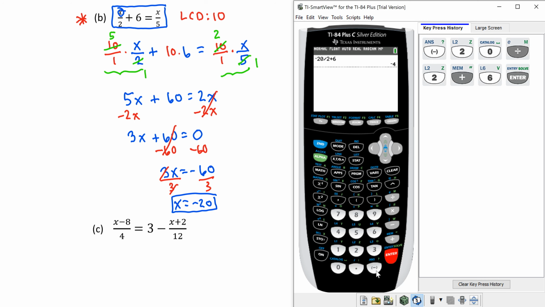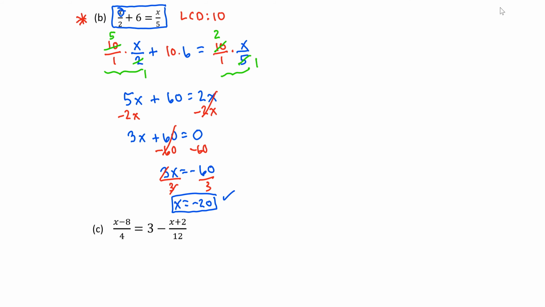So now I'm going to plug negative 20 in for x on the right side, and notice that also gives us negative 4. That tells us that the left and the right side have the same value, so we have a balanced equation, which means negative 20 is the correct answer.